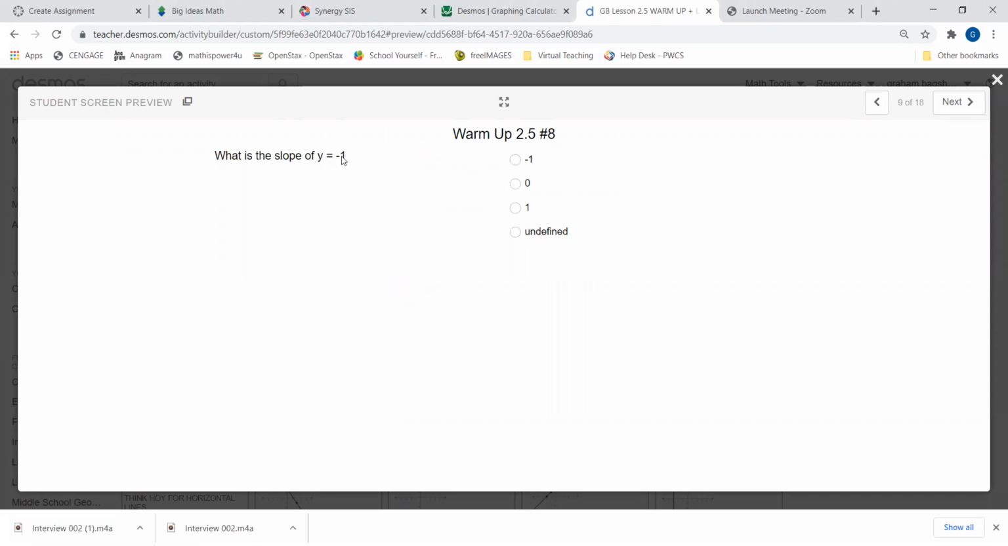What is the slope of y equals -1? Following on from the last question, notice there's only one letter here. So when there's only one letter here, we've got to think which of those words is appropriate. So the one with the y is Hoy. And then we can look in the middle to figure out what the slope is. So we're going to select 0 as our answer for that question.